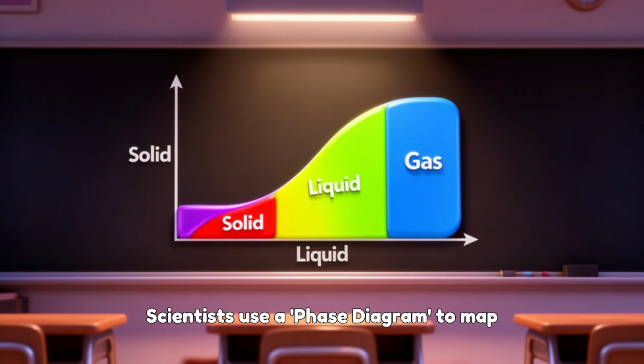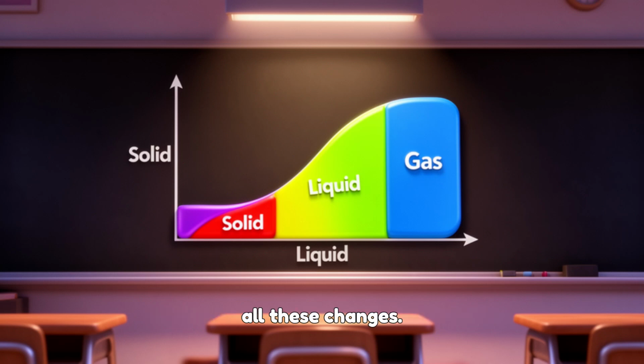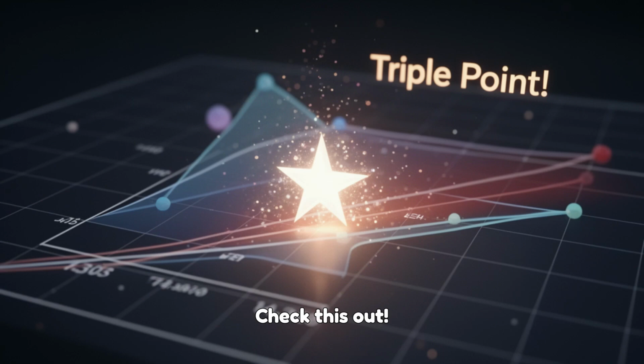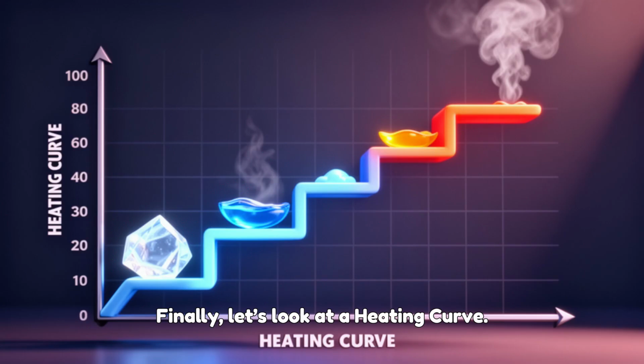Scientists use a phase diagram to map all these changes. It shows us exactly which state matter will be in. Check this out. The triple point is a special spot where solid, liquid, and gas can all exist at the same time. Finally, let's look at a heating curve. It shows how the temperature changes as we add more and more heat.